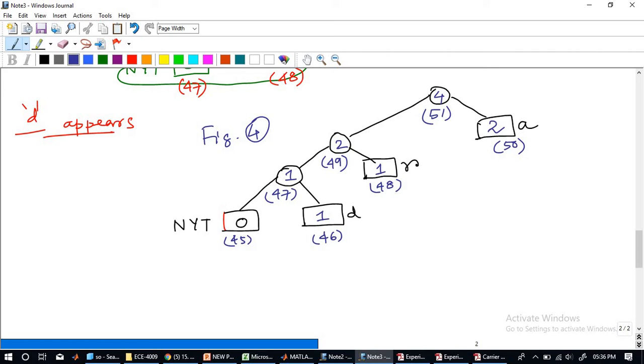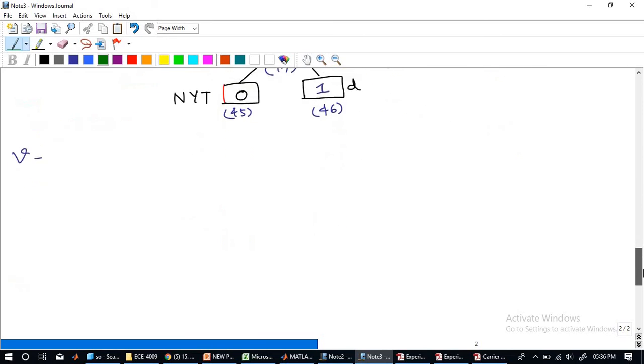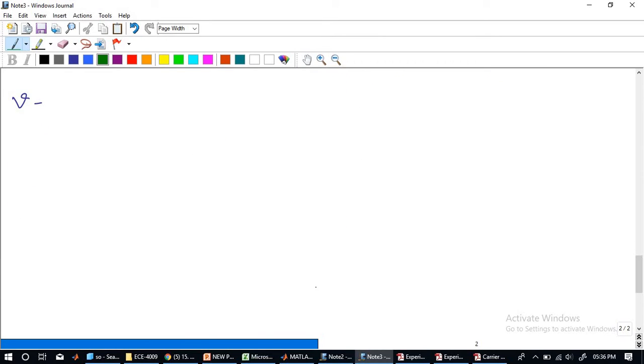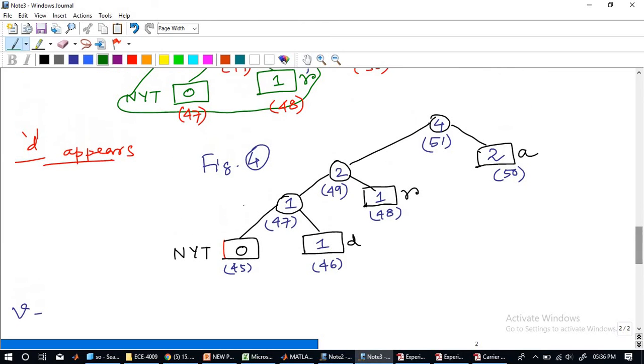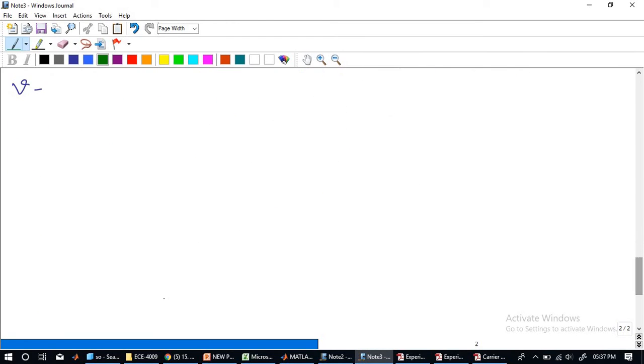Okay. So now V appears. Can anyone give me the tree from bottom to top? What will be the configuration we have? V has not appeared anywhere, so it's a fresh entry. In figure 4, wherever the NYT was, it has to be broken down into two halves once again. So the tree will remain almost the same, but it will look something like this.